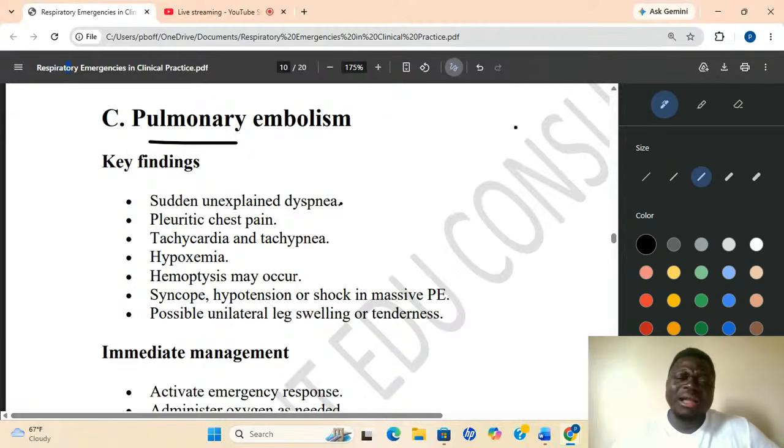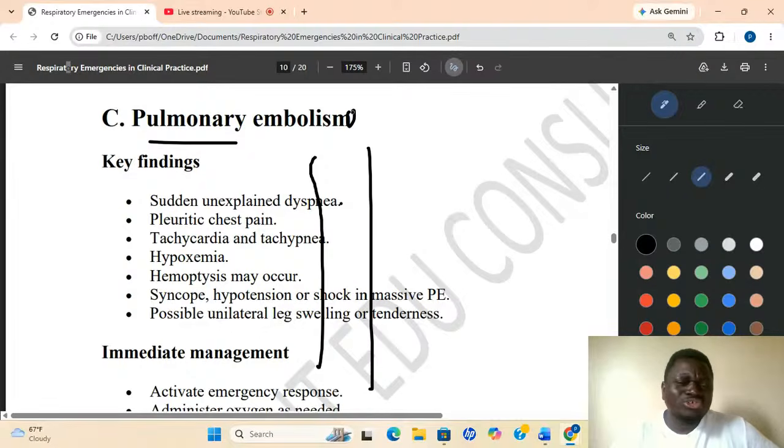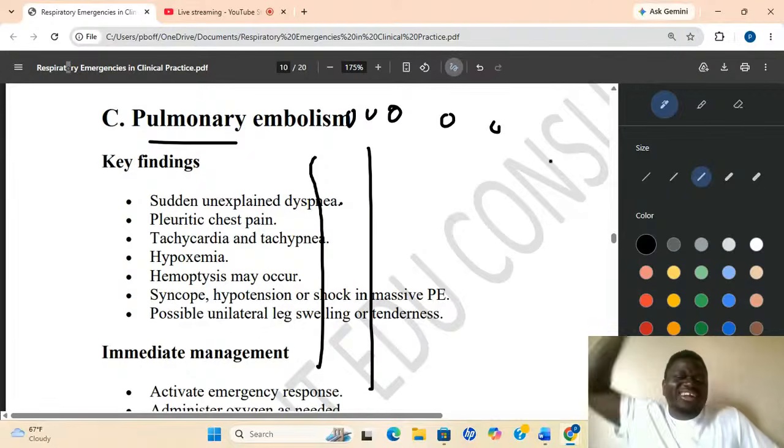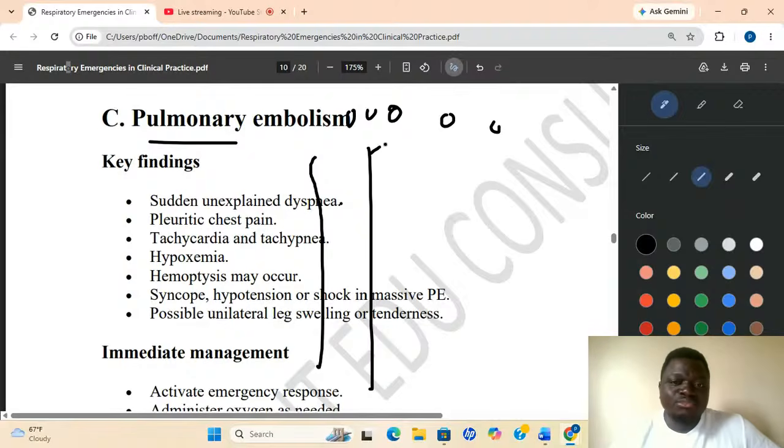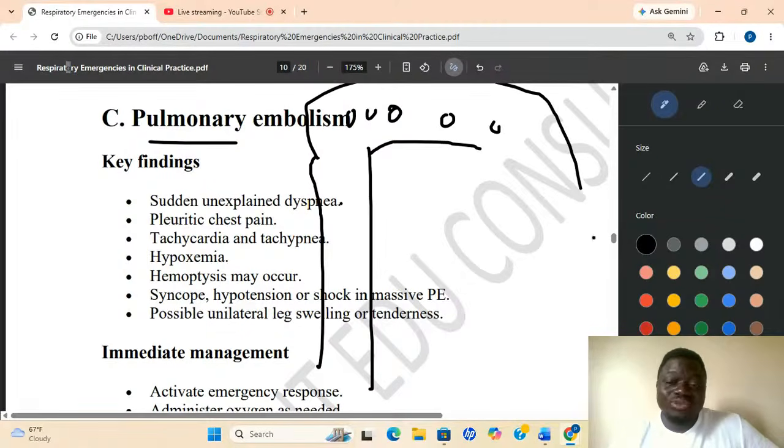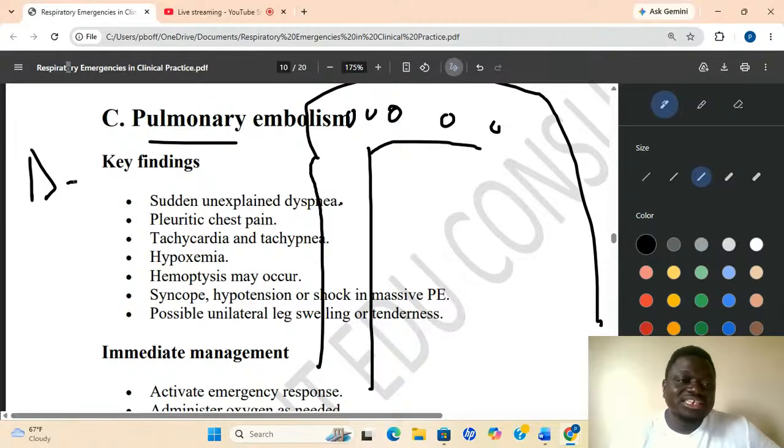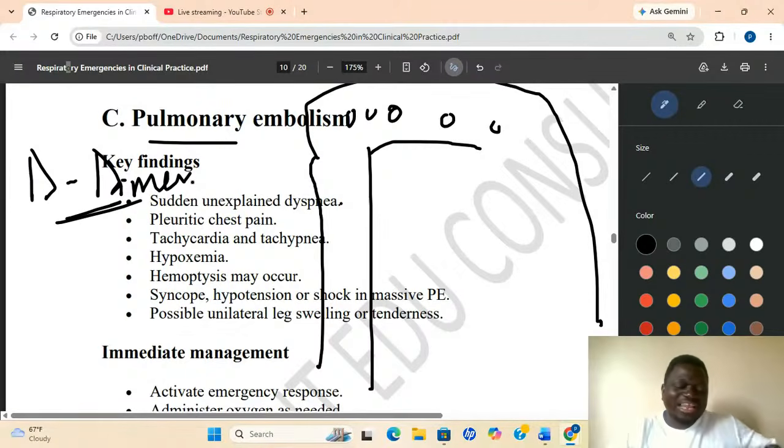How am I able to know that there are blood clots in the blood that is moving around the body? We have a test that we do. We call it D-dimer. When I take your blood sample, whether 5 mils, 2 mils, 3 mils, I take it to the lab, centrifuge it nicely, and the machine will tell me that there are a lot of clots moving in that small blood you took to the lab.